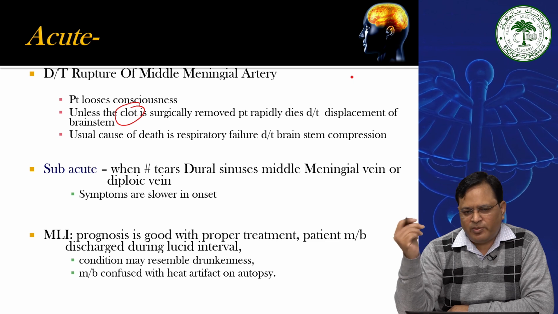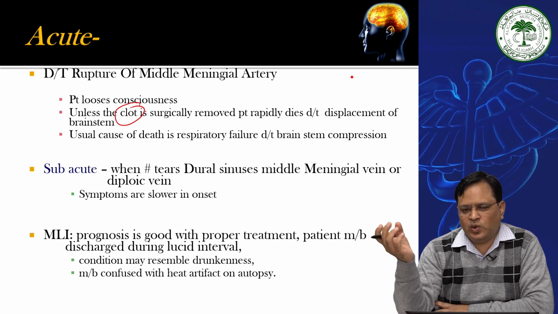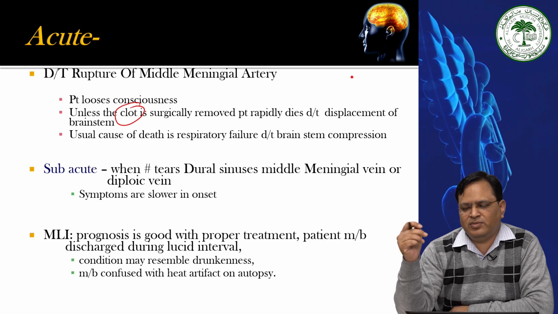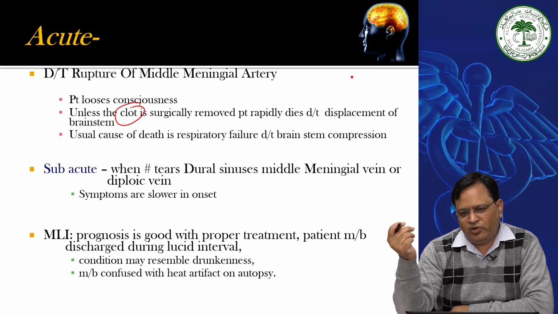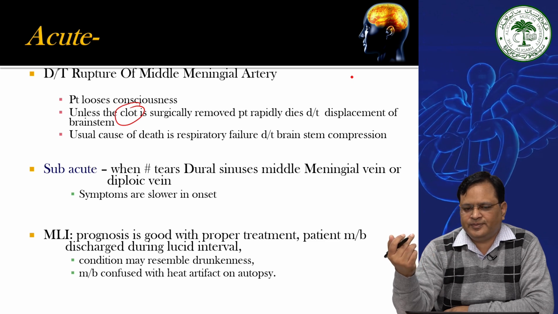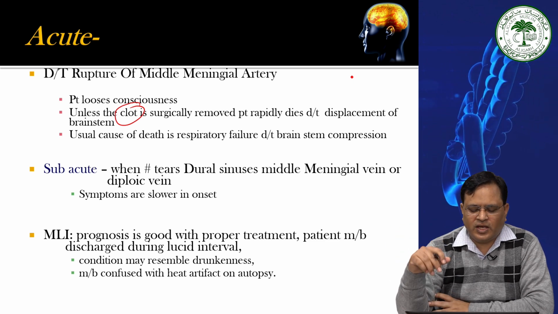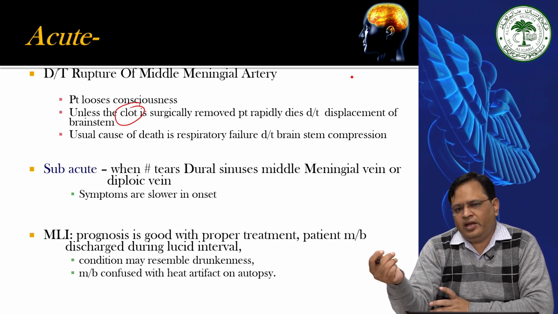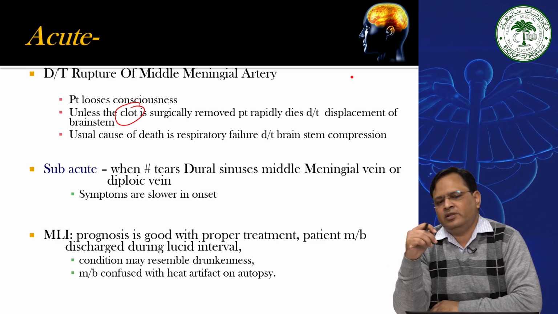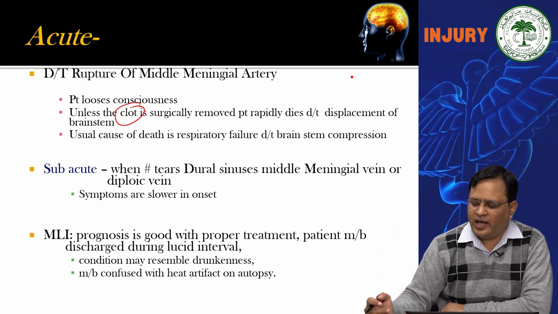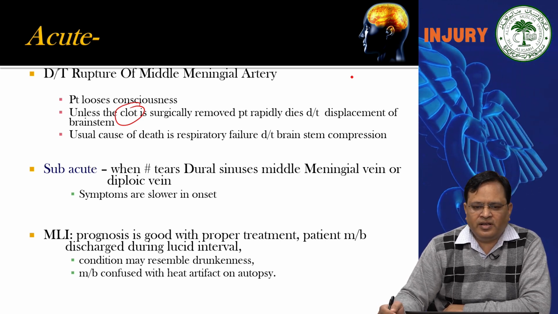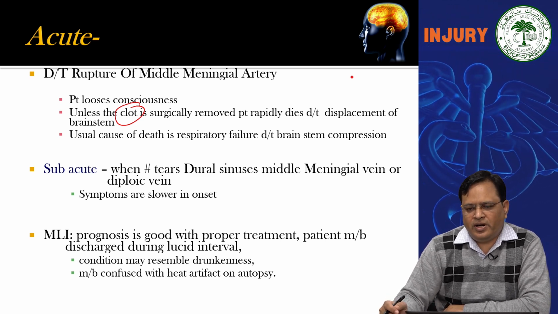respiratory failure can happen. Subacute, when there is a slow release of the blood, where the fracture tears the dural sinuses, middle meningeal vein or diploic vein. Symptoms are slower in onset. So if it is acute, very aggressive features will be there, and in subacute, milder features can be observed. Medicolegally important, the prognosis is good with proper treatment.